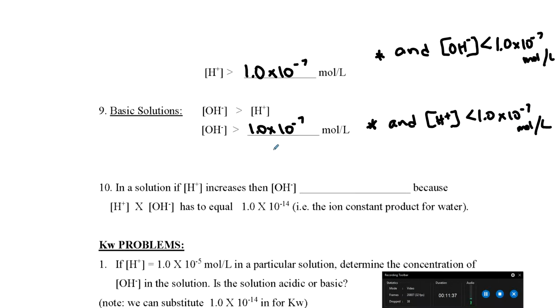Okay, so in a solution, if your H plus ion concentration increases, then the OH negative concentration decreases, because we know that when you multiply those two concentrations together, it has to equal 1 times 10 to the negative 14, which is the ion product constant for water. So they are always working in opposition. If one goes up, the other goes down, and vice versa, to always maintain this constant value.